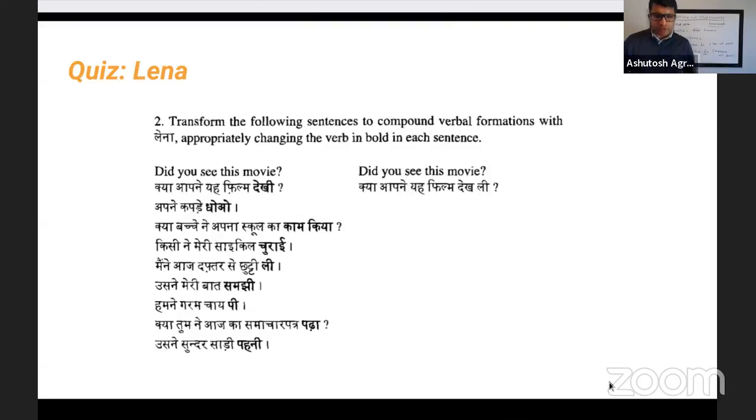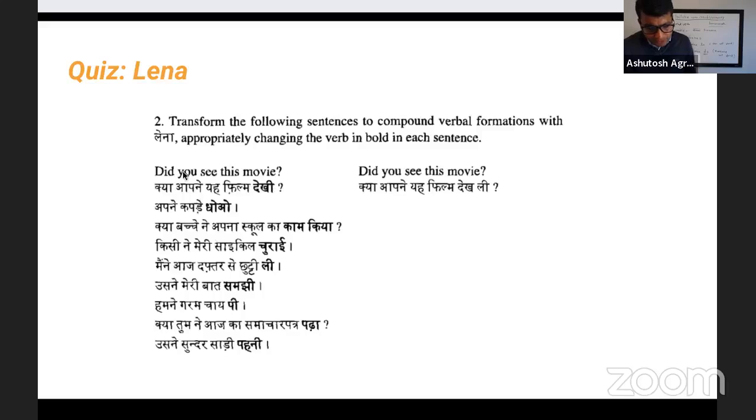It's hard, but don't get intimidated. Right now, just hear what they are saying. What Usha Jain is saying in these examples is: transform the following sentences to compound verb with lena. You have a set of examples, and she is looking at the verb, the way in which tense they're being used, and using the equivalent compound form of it.